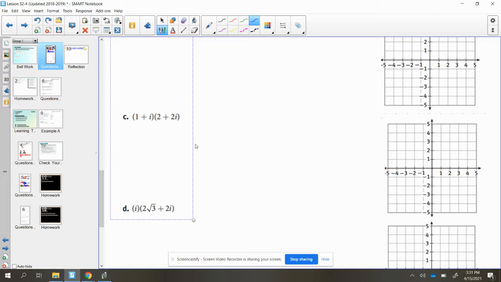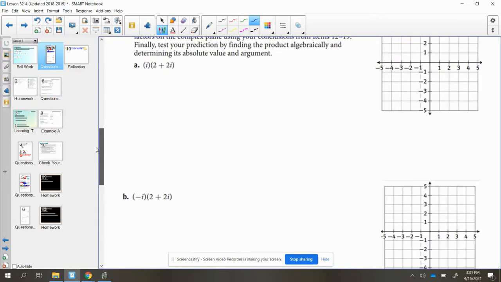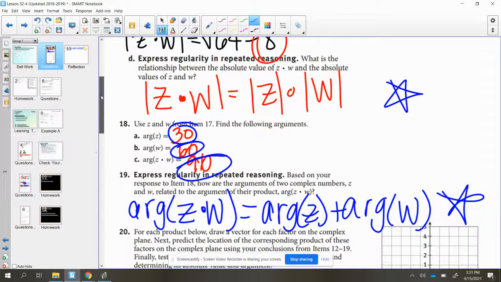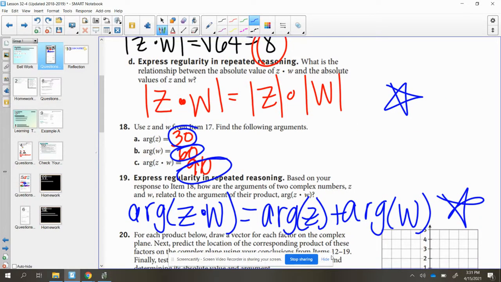All right. So that is all we have then finally for the end of lesson 32.4. Make sure you have these two formulas down and we'll work more with them in class.